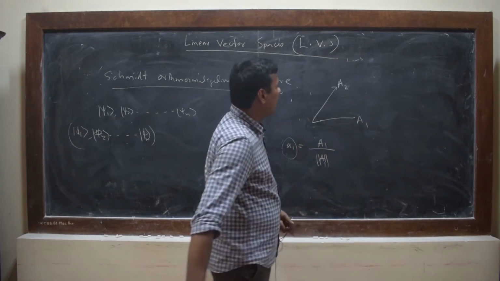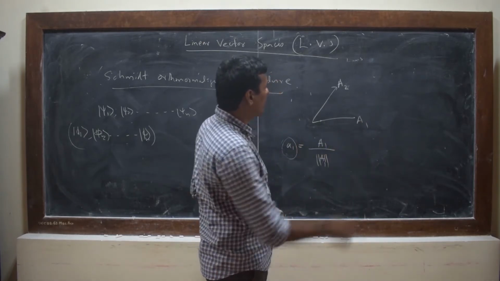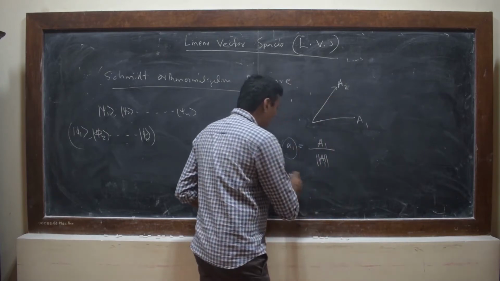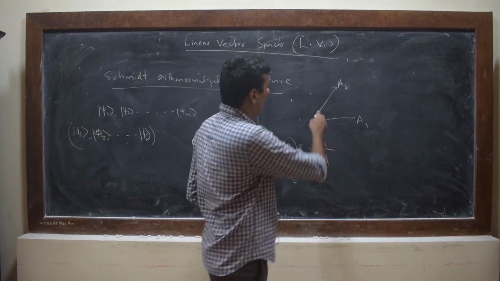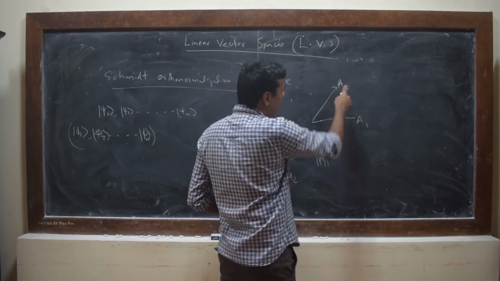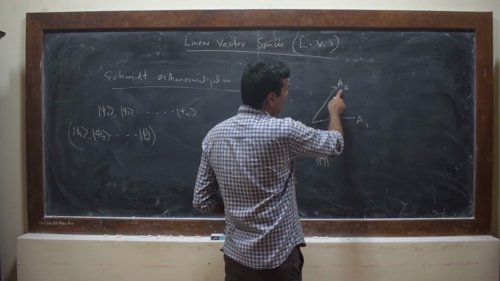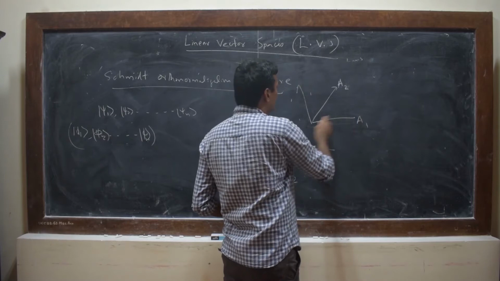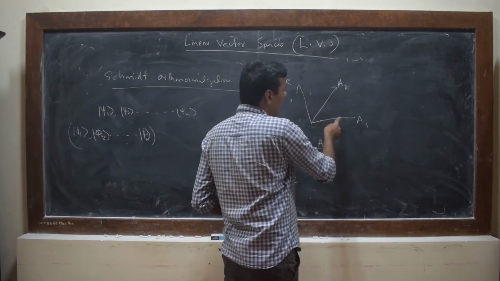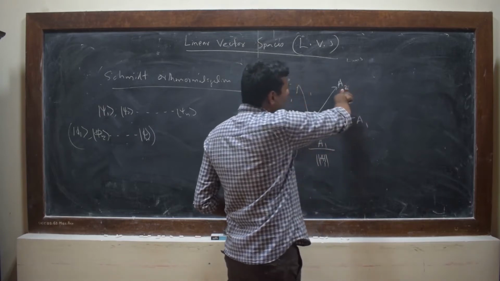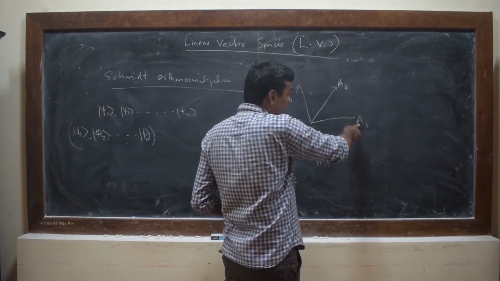Then, in order to make the vector A2, I am going to take the vector A2 and subtract out the component of A2 in the direction of A1. Then you will get a vector which is perpendicular to A1. Okay. So, I need to subtract out the component which is in the direction of A1.